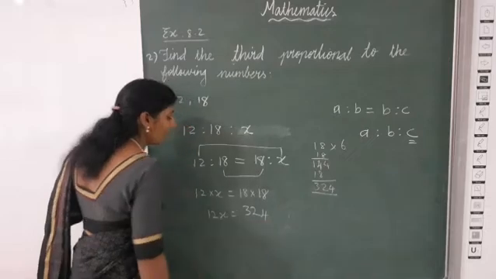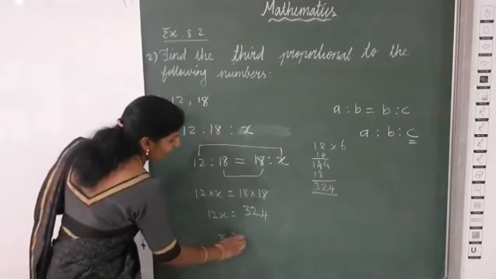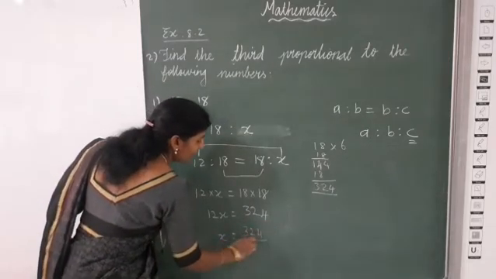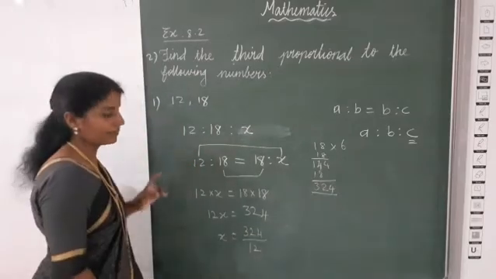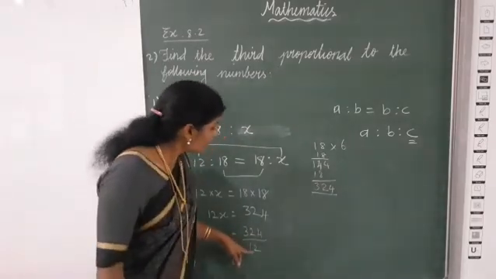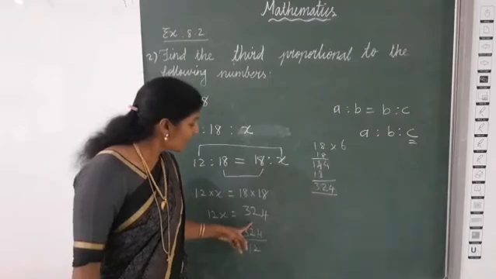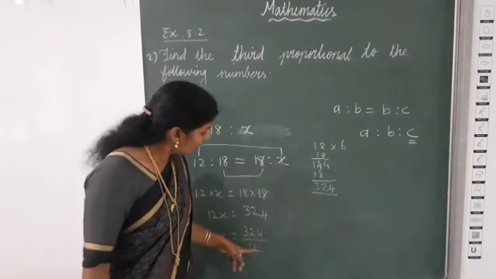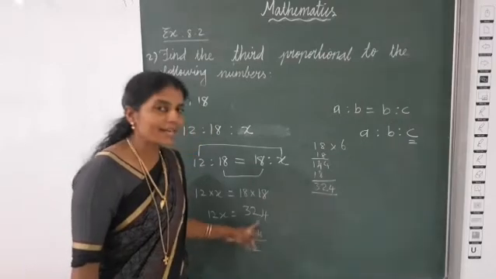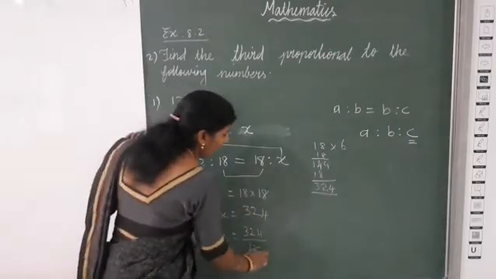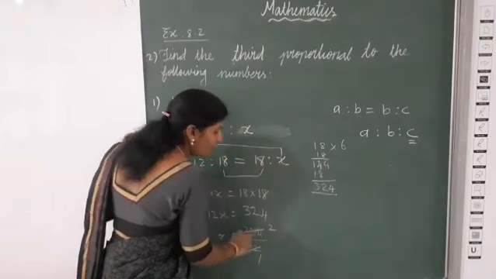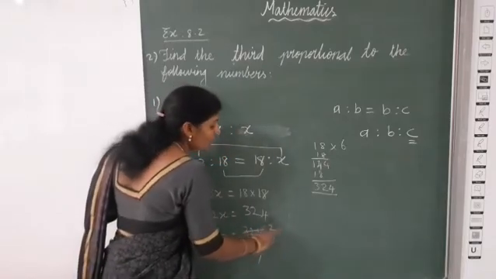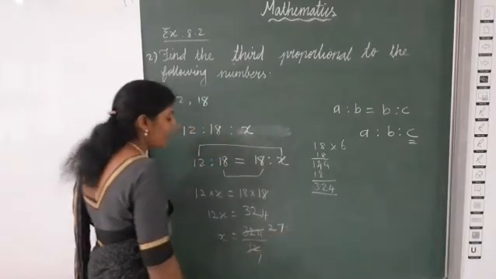324. Now what is x? X is equal to 324 divided by 12. 1 12 is 12. 2 12s are 24. So here 8 balance 84. Now here 7 12s are 84. 1 12 is 12, 2 12s are 24, 8 balance 84. 7 12s are 84.